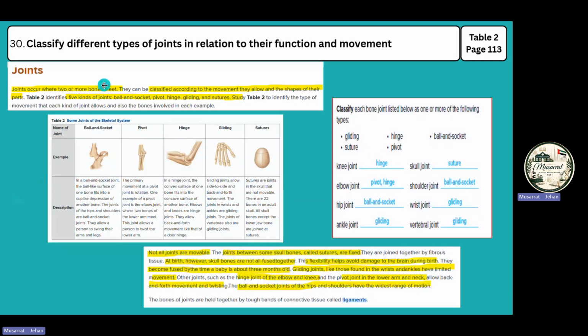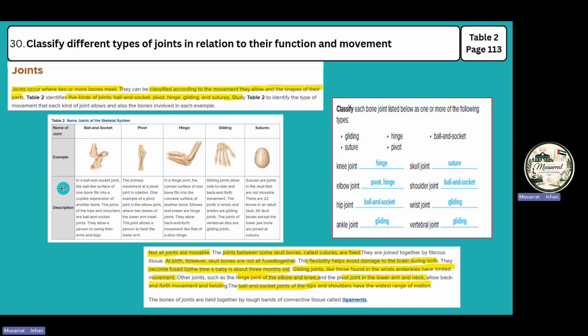Then question number 30, the last question, is on your skeletal system, joints. What is a joint? It occurs where two or more bones meet. They can be classified according to the movement and the shapes of their parts. So there are 5 kinds of joints: ball and socket, pivot, hinge, gliding, and sutures. You should know where each is found and what its function is.